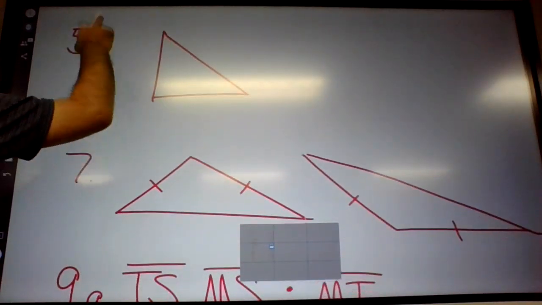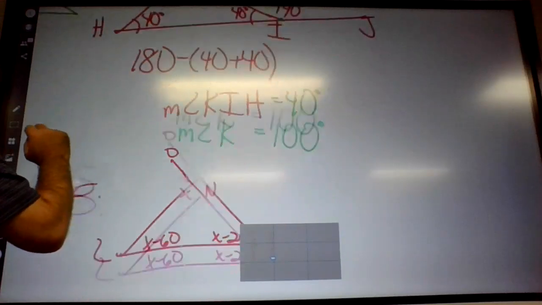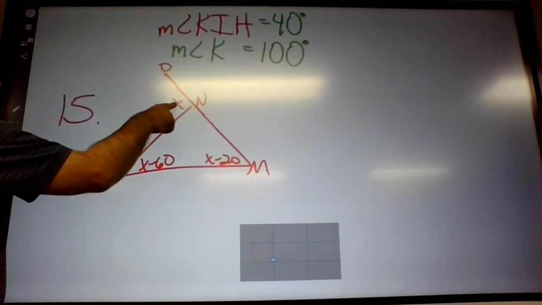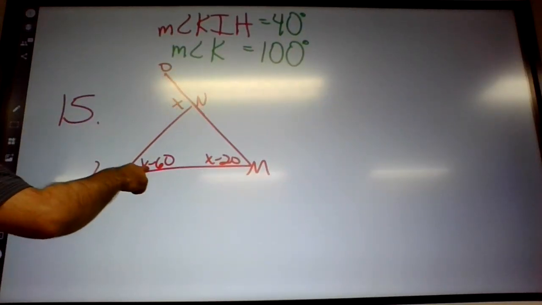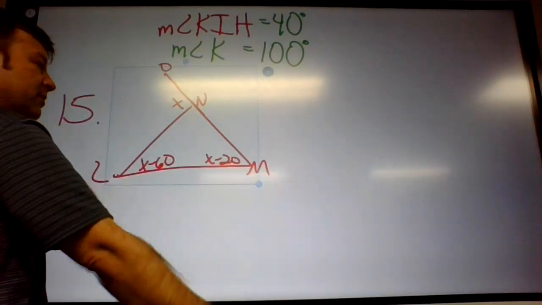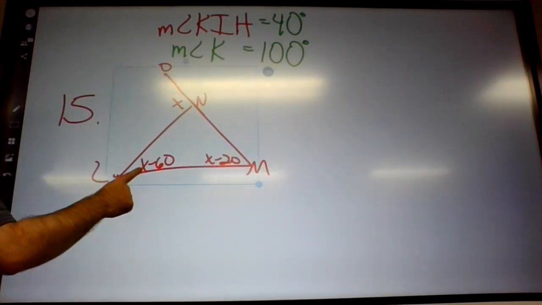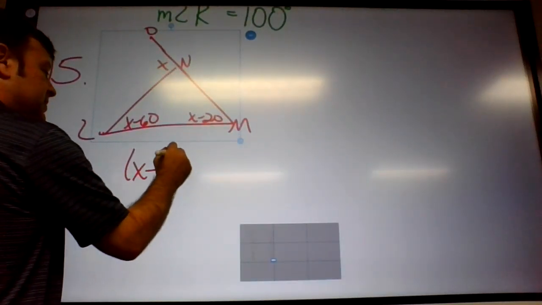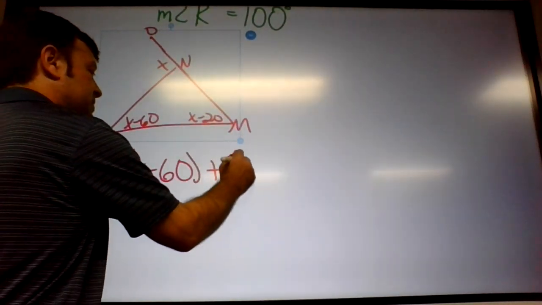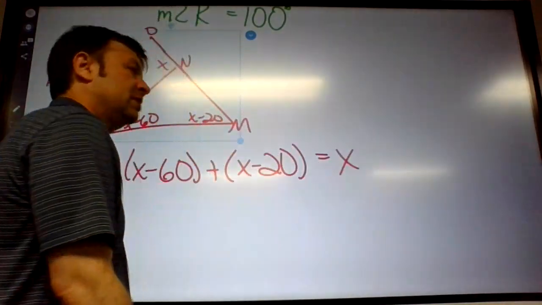So if X is an exterior angle, then it is equal to the sum of its remote interior angles. So remote means the ones that are farther away. So X equals the sum of these two. So x minus 60 plus x minus 20 equals x.